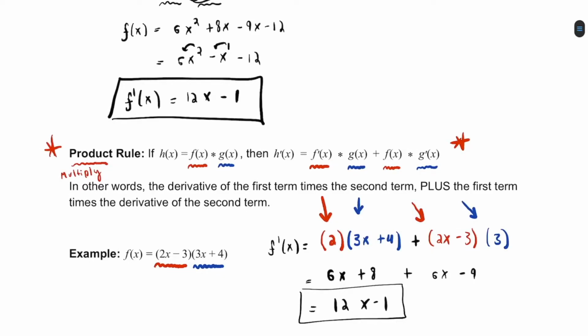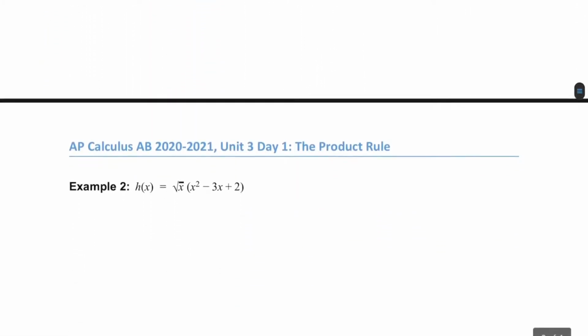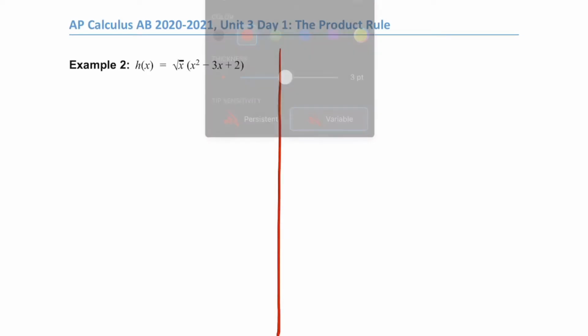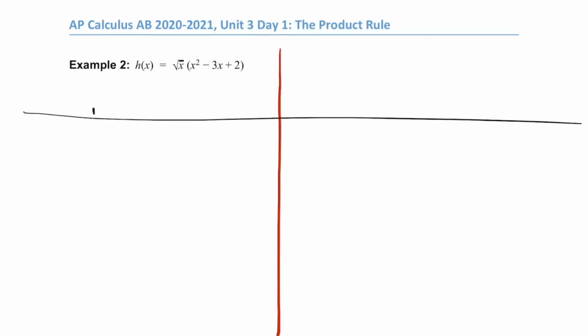I'm going to show you one more example, and we're going to talk about when might you use the product rule versus when do you have to use the product rule. So one more example, and this is going to kind of call into question, I think, like what is the point of this whole thing, and then I'll resolve that answer. So let's say we have h of x is the square root of x times x squared minus 3x plus 2, and I want to show that I could do this using either the power rule or the product rule.